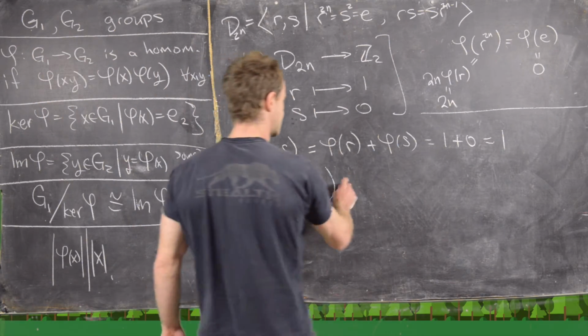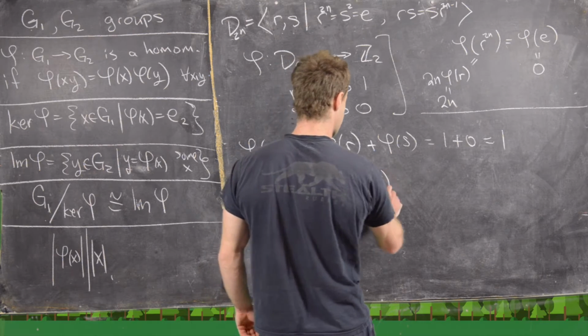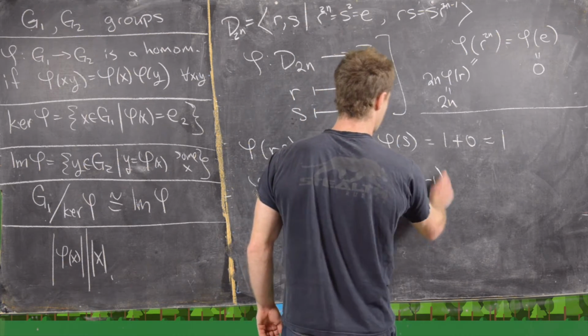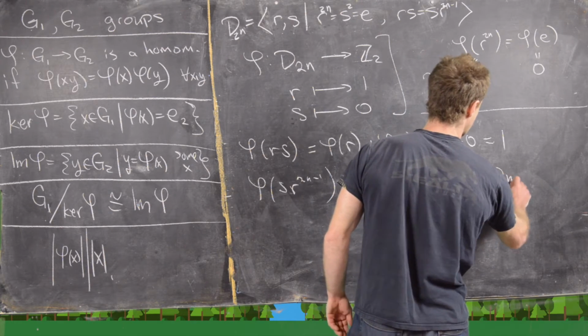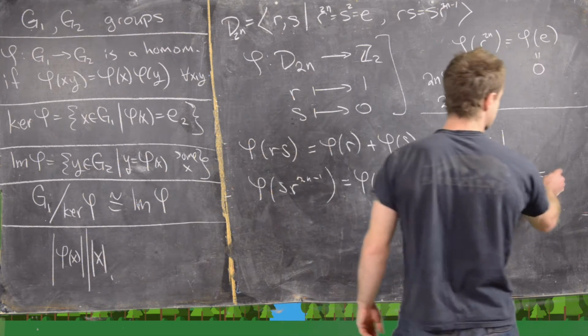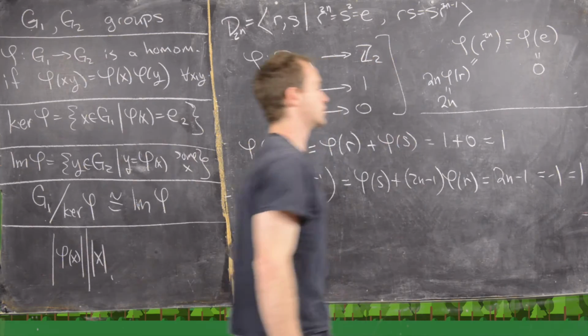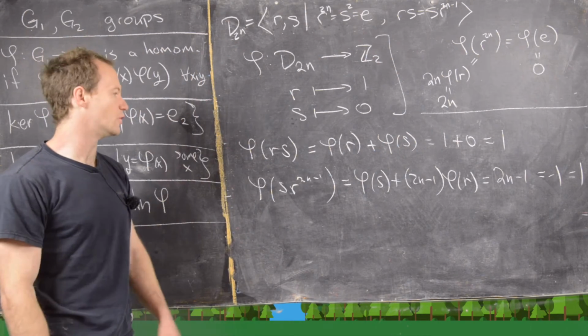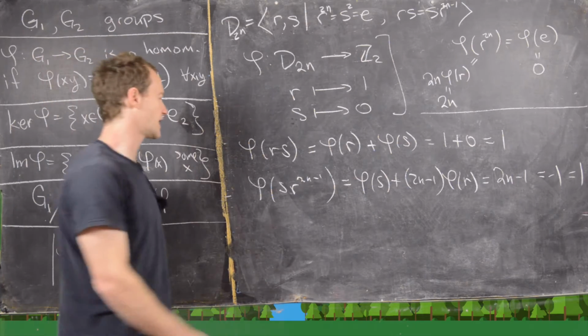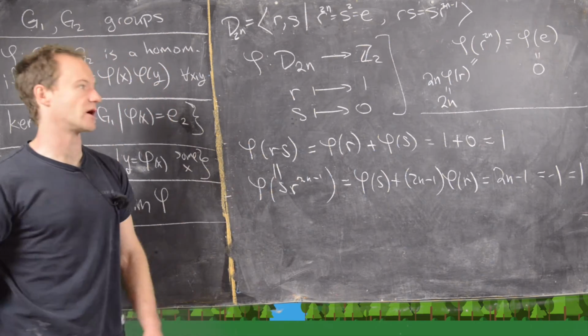Okay, so if this is a homomorphism, this should be phi of s plus 2n minus 1 times phi of r, which is equal to 2n minus 1, which is equal to negative 1, which is equal to 1 if we're working in Z2. So in Z2, 1 is equal to negative 1, so we're okay. So yes, these two are equal.